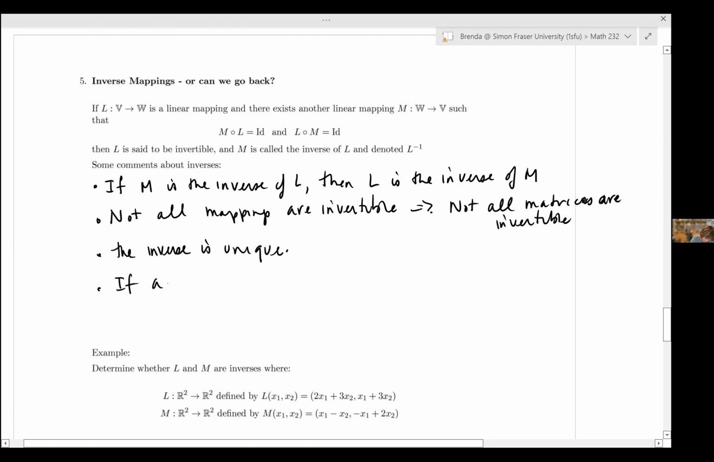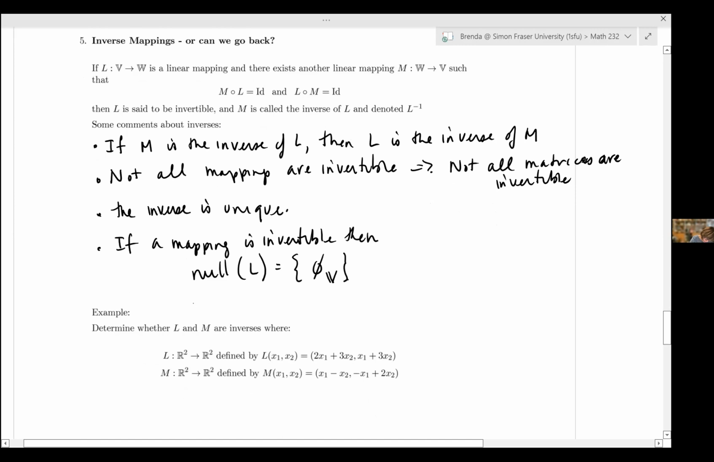If a mapping is invertible, then the null space of the mapping is precisely the zero vector in the domain. And the range of the mapping is precisely the codomain. Let's think about this one. This one's easy to see, actually.